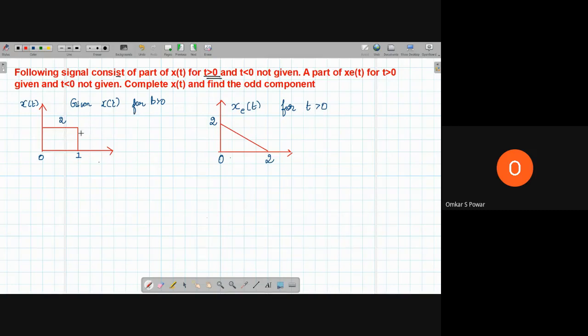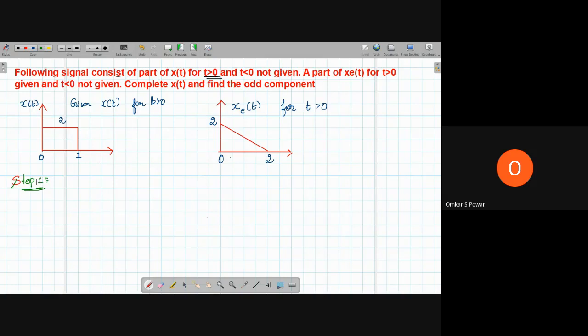So in the question he is saying that you have to complete the whole signal. That is the first part. The second part is to find the odd component. From this even component we can find the odd component easily. So we will solve this step by step. Now I will use this green ink. Okay, step 1.